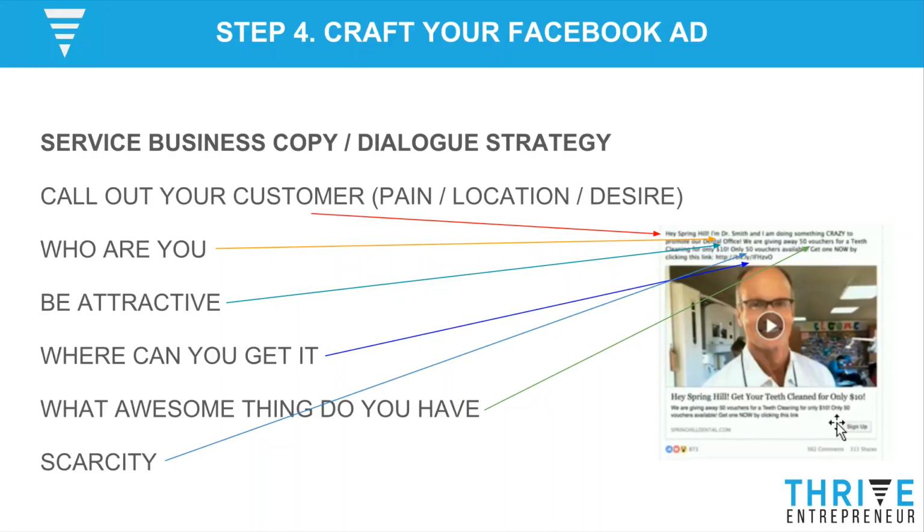Now, what awesome thing do you have? We've got these vouchers. That's really awesome. Most people want to get teeth cleaning, for example, but there might be a barrier where you think, oh, I don't have a dentist yet, or I haven't been to the dentist in forever, or when I go to the dentist, they're going to want to drill into my mouth, or I haven't had my teeth cleaned forever, it's going to take forever. So this is a great way to really draw people in. And then scarcity, so 50 vouchers available. We've spoken about scarcity in the past.